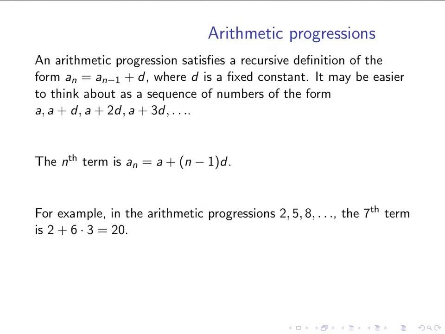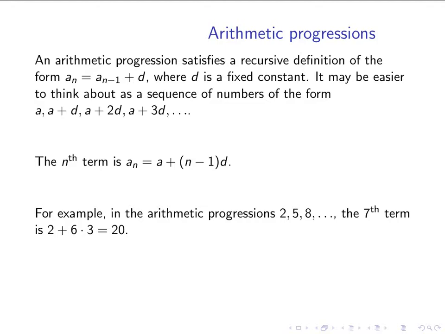The actual multiple of d depends on which term you're on, and the correspondence is pretty clear just from looking at it. If you want the nth term, then you need to be adding on n minus 1 multiples of d. The first term is a plus no d's. The second term is a plus 1d. The third term is a plus 2d, and so on. So if I want the fourth term, I need to be adding on 3 multiples of d to a.